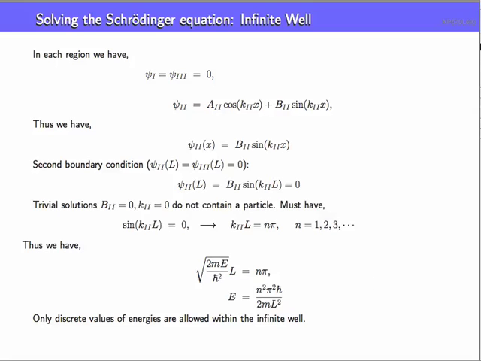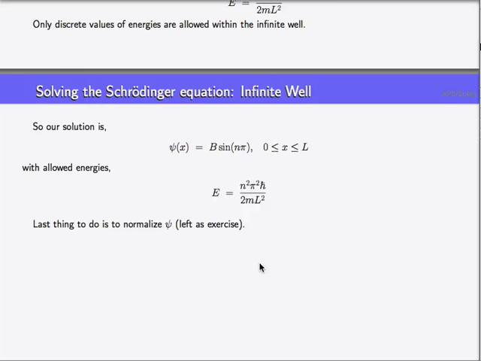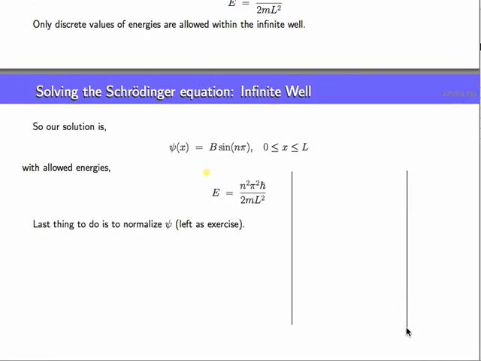Okay, so let's look at our solution overall and summarize. Our solution is psi equal to B sine of n pi x over L between 0 and L, and it vanishes outside. The allowed energies are E_n equals n squared pi squared h bar squared over 2mL squared. The last thing we do is normalize, which we'll leave as an exercise, and tack on the time-dependent part, the e to the minus iEt over h bar portion.